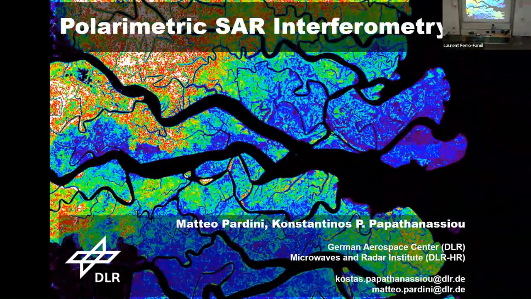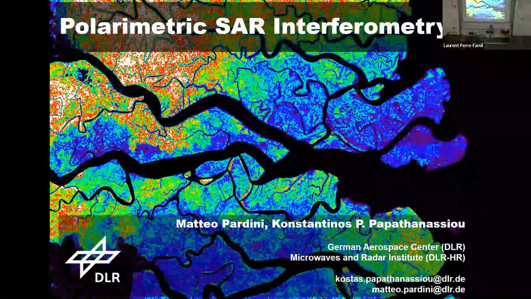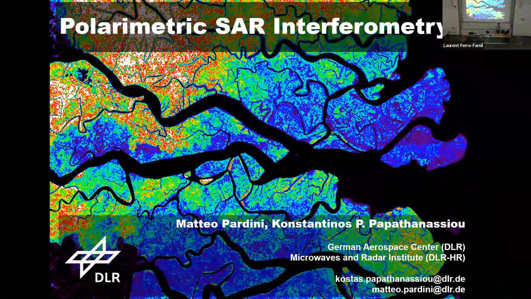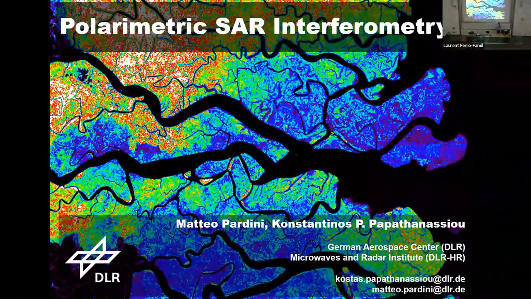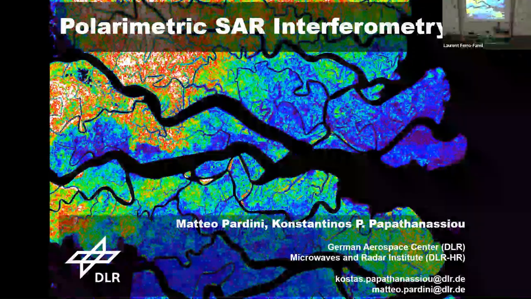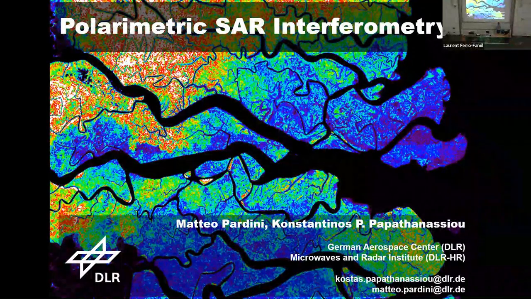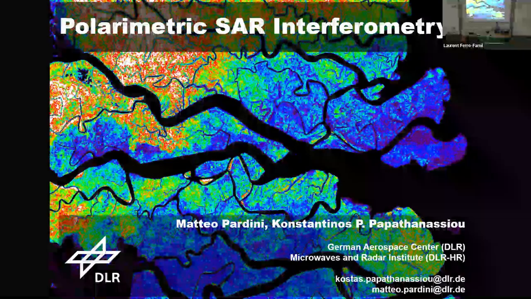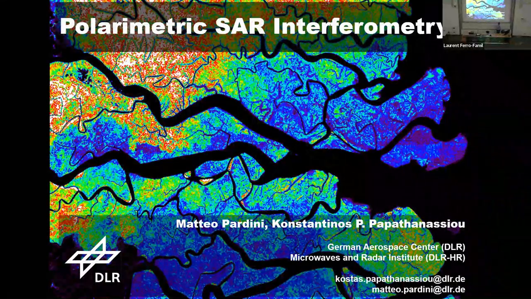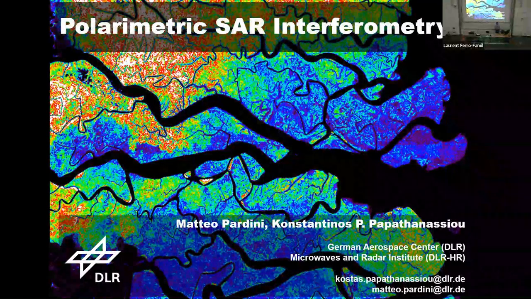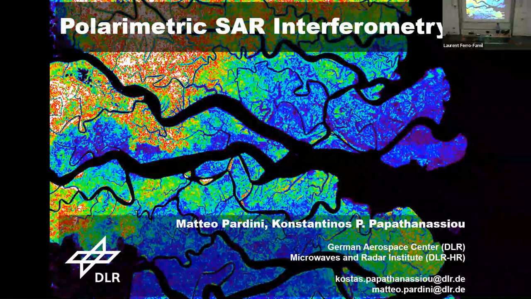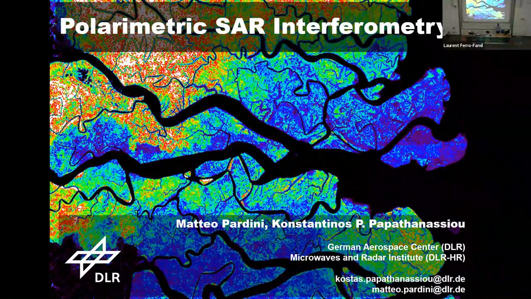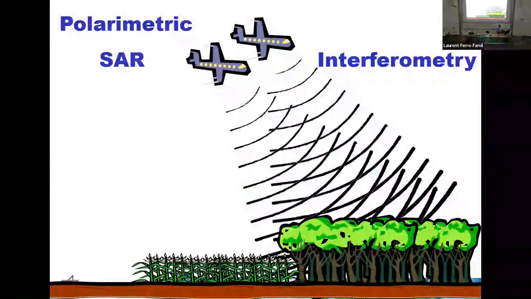And so let's start. Now, maybe to break the ice a bit, I needed to put a cover on this presentation, and so I decided to go for this. You will see what this is in the next slides. But you may imagine this is a forest height map in a particular forest, a mangrove forest. And you will see that forest height is a product that you easily get with polarimetric SAR interferometry.